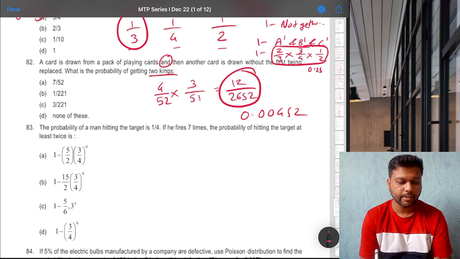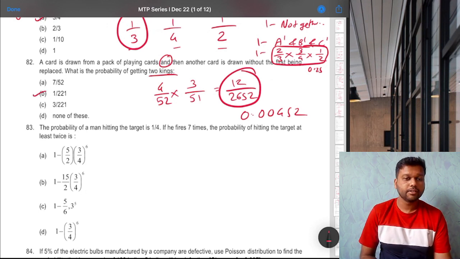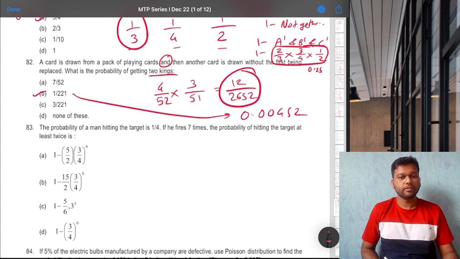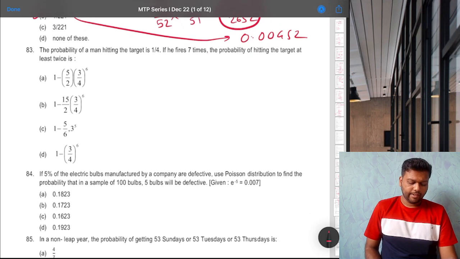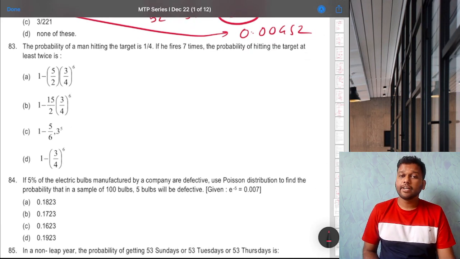First is obviously not correct. If you check, second is the correct answer. 1 by 221 is also equal to this. 83. The probability of a man hitting a target is 1 by 4.